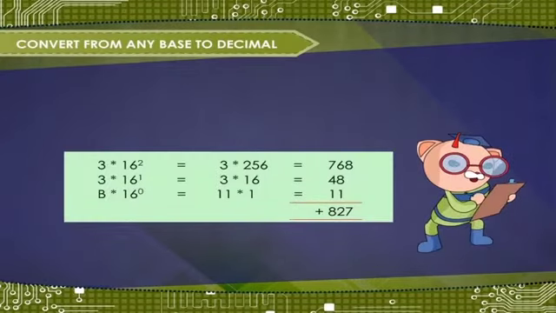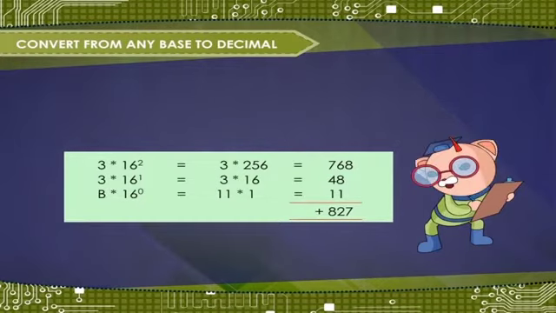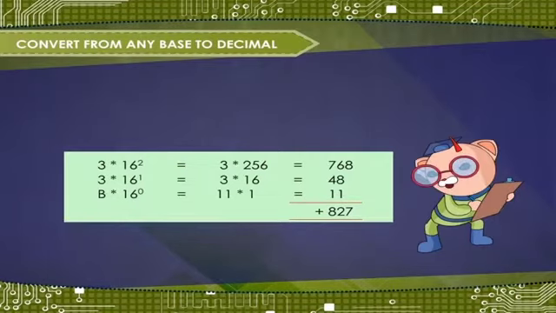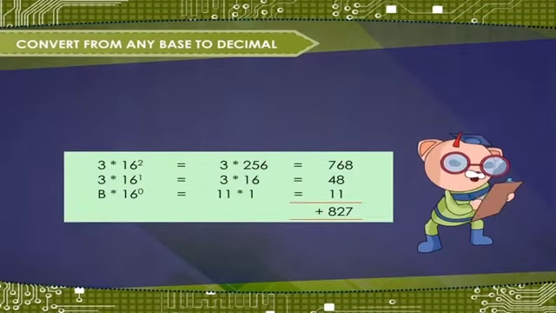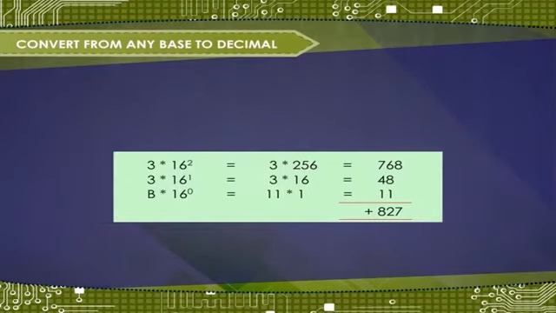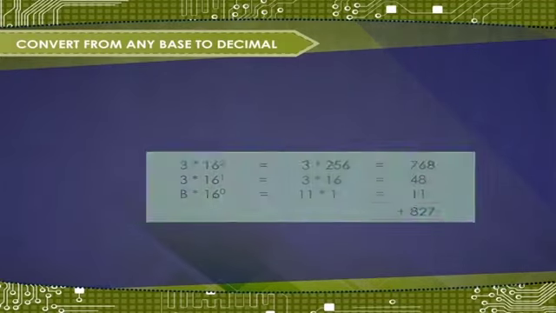As you did before, you can find the decimal value of 33b base 16 by computing the value of each digit and adding them. Substitute b with 11 base 10 in this conversion. You will see that the decimal number 827 base 10 is 33b base 16 in hexadecimal.